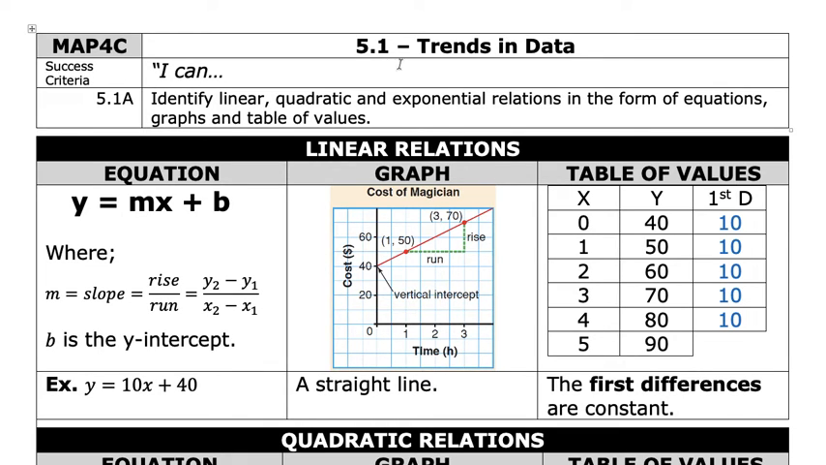MAP4C 5.1 Trends in Data. What we're going to do is investigate linear, quadratic, and exponential relations in the form of an equation, a graph, and a table of values.